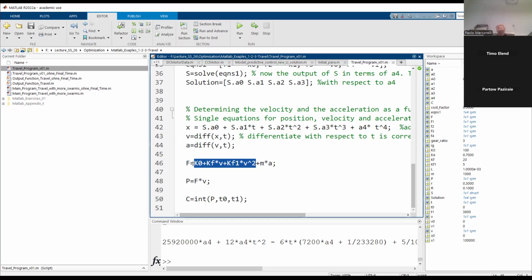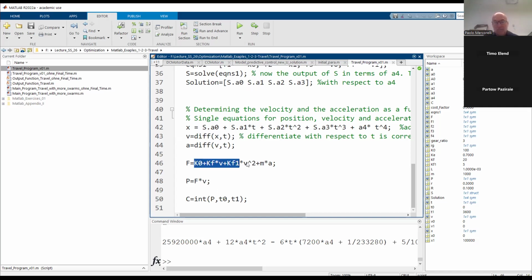Because the motoric force depends on the states. And the states, in particular here, velocity and acceleration. Acceleration can be also considered in the possible states, but anyway, it depends on velocity and acceleration, parameterized by A4. If I remember well, it was A4. Here is interesting because I express F equals MA plus this expression here.